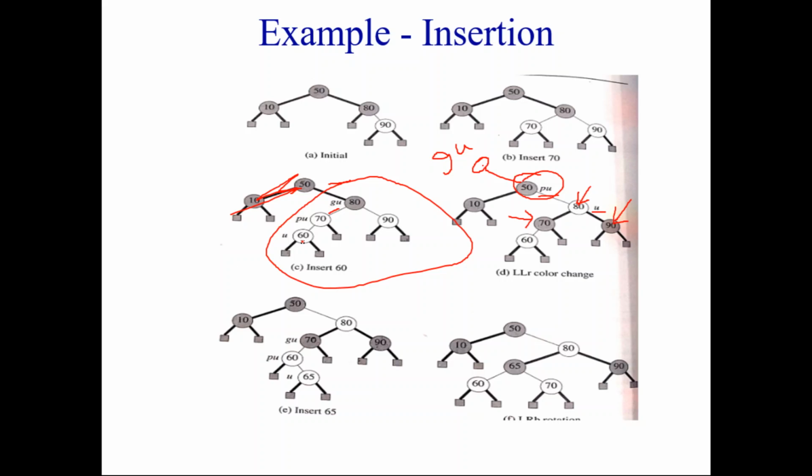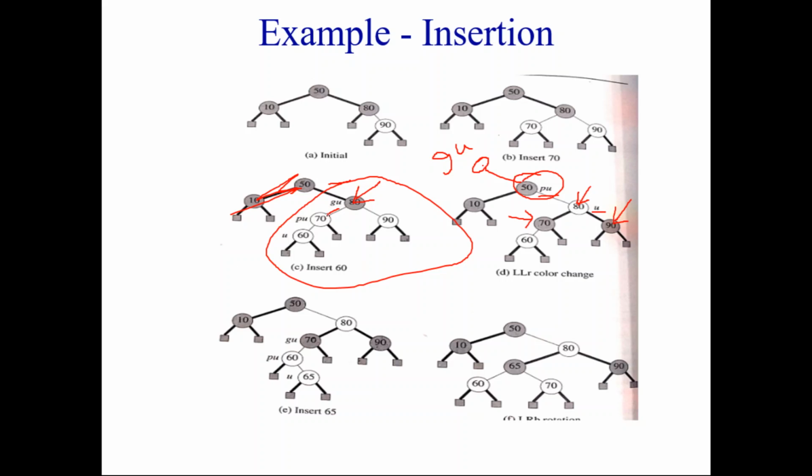Now if you see, what is the color of the grandparent? Grandparent is black, and that is the root of the tree. So what should be the color of the root of the tree? Root of the tree should be black. We cannot change it.